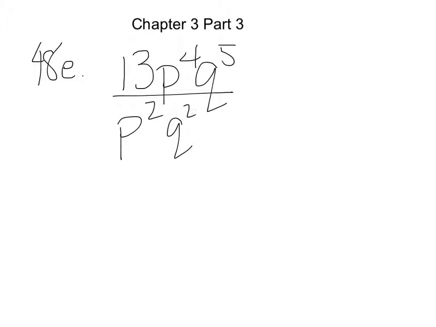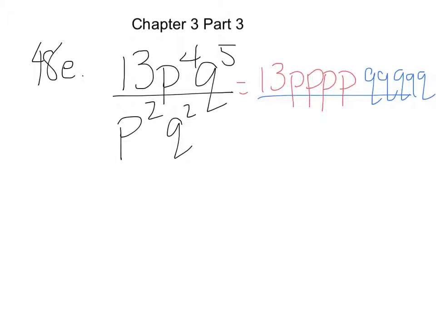p squared q squared. What we did in class is we wrote it out in the factored form, which I'm going to do here. So we have 13p times p times p times p, and then 5 q's, 1, 2, 3, 4, 5. In the denominator, 2 p's and then 2 q's. What we said in class is when we are multiplying and dividing, we can eliminate or simplify, make that giant 1 of whatever is the same on the top and the bottom.